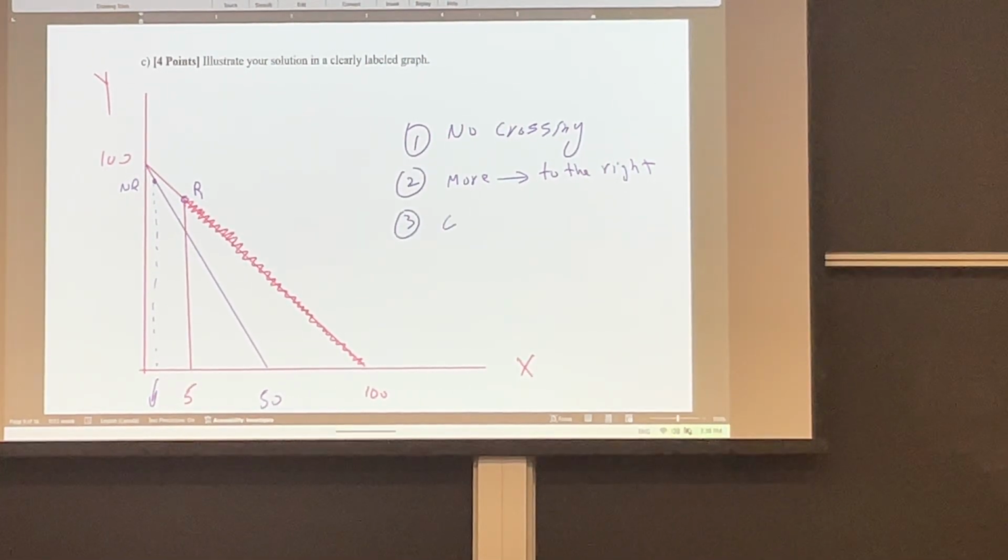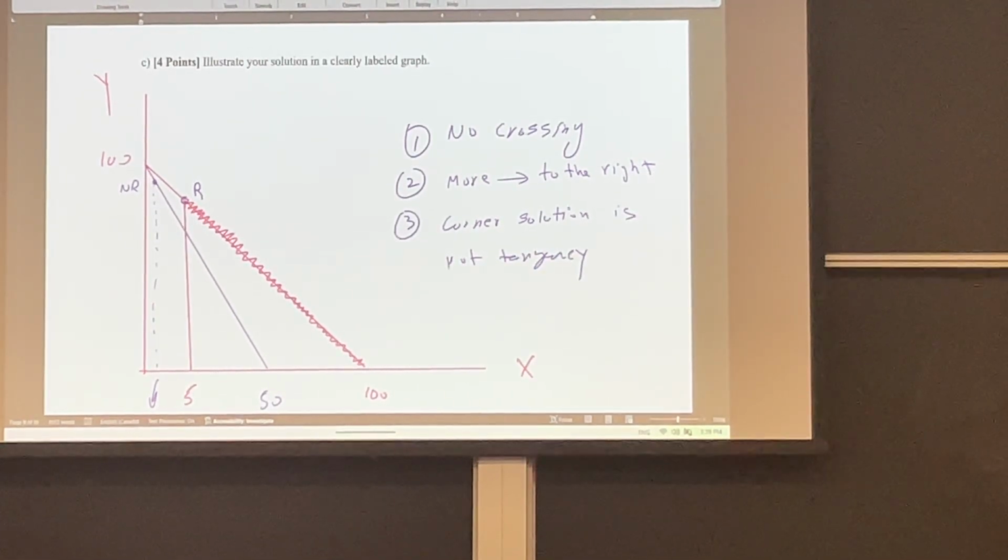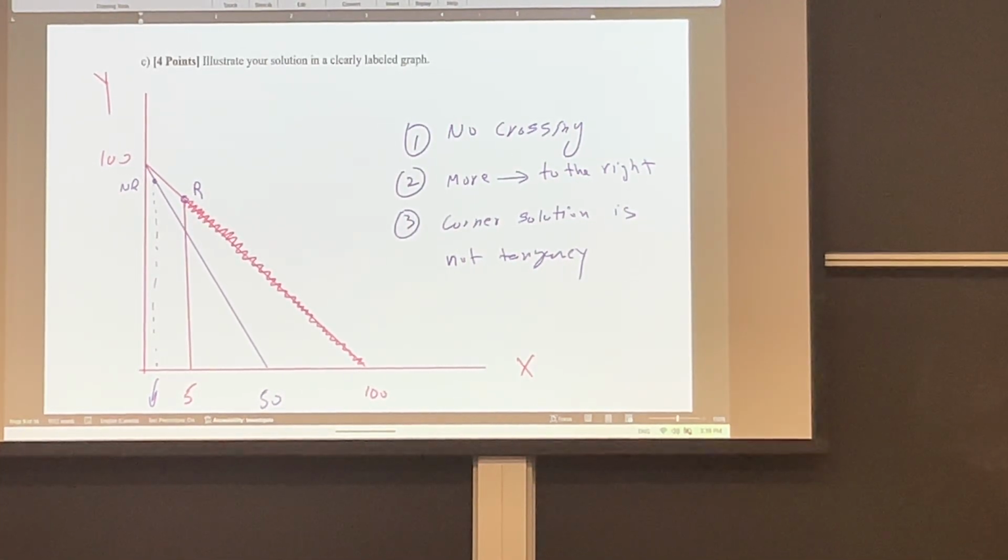Corner solution is not tangency. Don't graph it as tangent. That's the meaning of corner solution. You don't have MRS equal to the price ratio, not a tangency. Make sense? Okay. So I'm going to use these 3 to graph it.